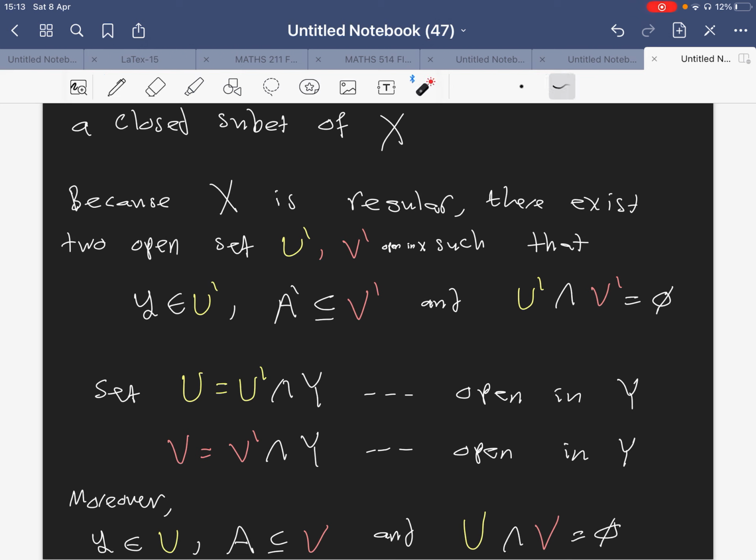And the reason why, because U dash, V dash, the big open sets, they are not disjoint. So whatever is inside them, because remember, U is inside U dash, V is inside V dash, will never be disjoint. And that's exactly how we prove lemma number 2. The subspace is one of the properties that will be inherited. So if we have a regular space, any subspace will also be a regular space.